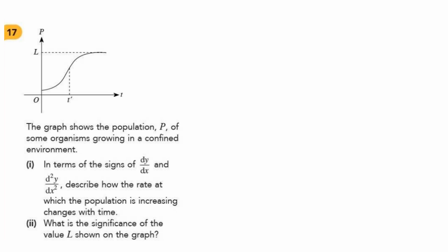So for part 1, you're asked to determine, in terms of the sign of dy/dx and d squared y over dx squared. So of course here it is not dy/dx. If you look at the graph you're given, what they are referring to is dP. This is not y, this is P, right? This is t, right? So it's dP/dt, and here they're referring to d squared P over dt squared. You just base it on the graph that's given and using these two terminologies, we need to describe how the rate at which the population is increasing changes with time.